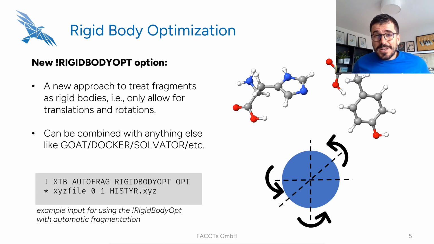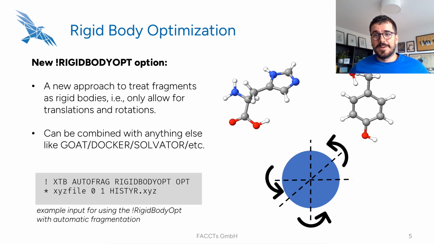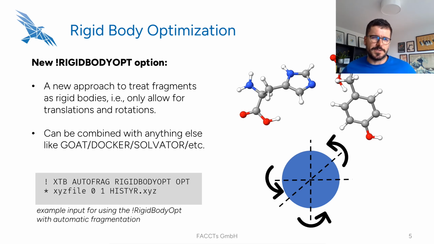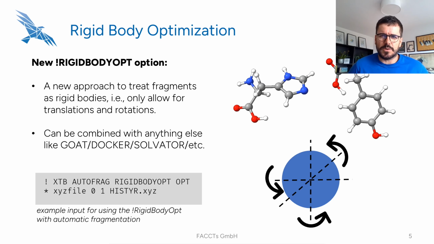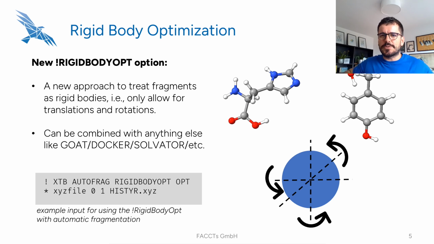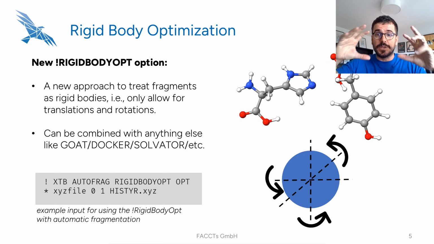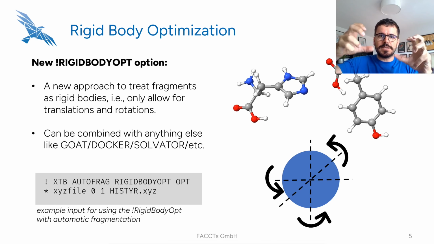Something which I really like, and I think can be explored in many different ways, is this rigid body optimization. So that's a new approach we devised. It's not published anywhere, I think. And the idea is that you can treat any collection of atoms as rigid bodies. So you only allow them to have movements of translation and rotation.